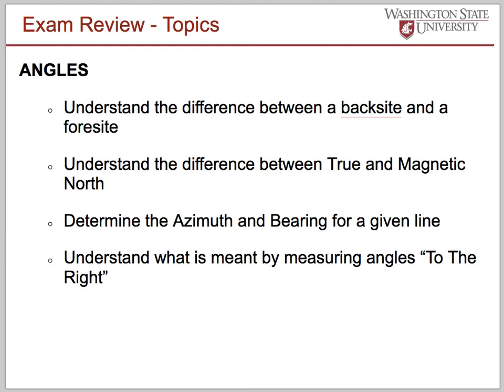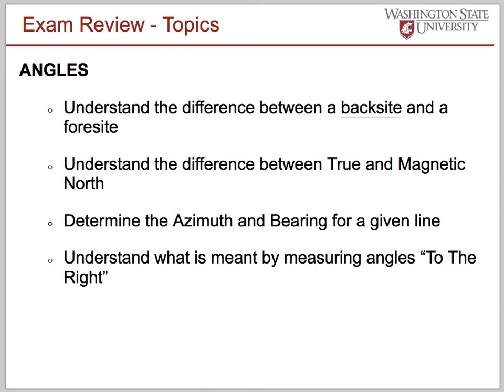If we set up our total station and look back to a known location, that is looking back to our backsite, and then we take an angle measurement to our foresite. So just knowing those terms and why we use backsite and foresite, and understand the difference between true and magnetic north. A very fair question is asking about if I'm looking at a bearing from magnetic north rather than from true north, how would I calculate that?